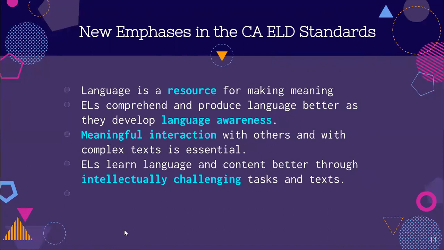And if you've been teaching for a while, you'll know that in the past, our ELD programs haven't necessarily been designed from that emphasis. Many times the language was watered down or made, well, what they considered more accessible, but really a lot of the meat and the work that students need to do and the meaningful interaction were removed.